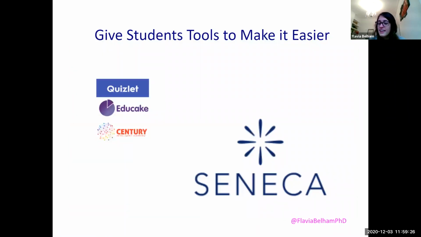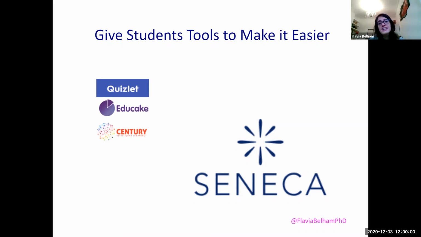All right, and then lastly is give students tools to make it easier. One of the reasons why students don't use effective learning strategies is because they find them hard to do or time intensive. And there are lots of good online tools that you can use to help your students. Obviously, Seneca is a great one because, like I said before, it's free. It does retrieval practice, it does interleaving, it does spacing, it does dual coding, all of it together, and it covers most subjects for most age groups.